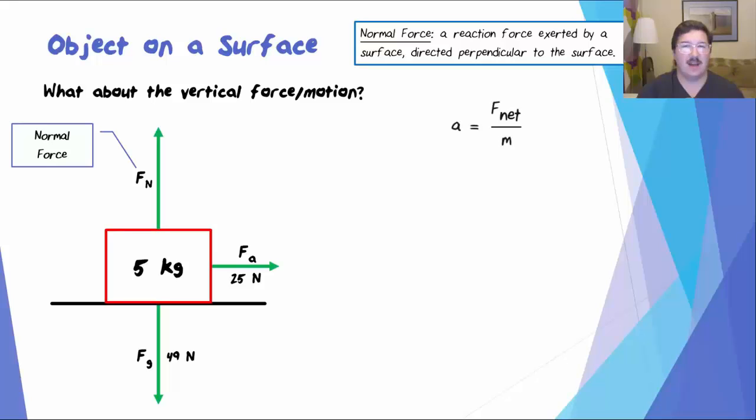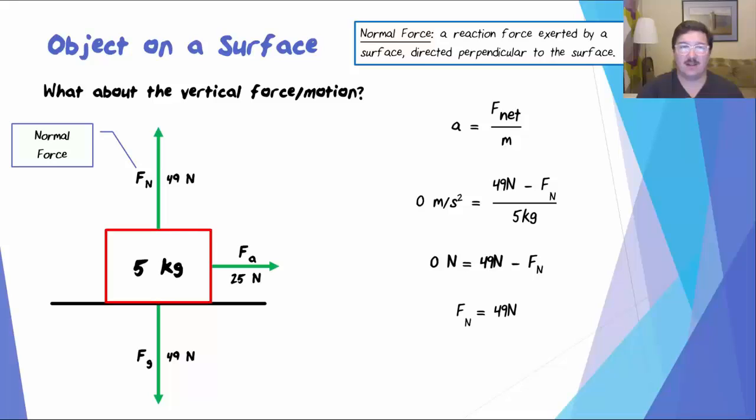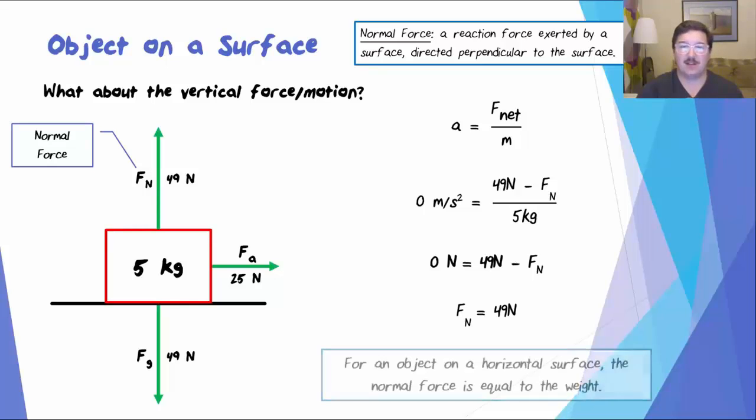Let's look at Newton's second law again with the normal force in mind. We know that this object is still not accelerating up or down, so we can still plug in 0 for the acceleration. If we cross multiply and then solve for Fn, we find that the normal force in this case is equal to 49 newtons, just like the weight. That's not a coincidence. Again, Newton's third law should tell us that the forces between the crate and the surface are equal in magnitude, in this case 49 newtons, but directed in opposite directions. For any object on a horizontal surface, the normal force is going to be equal to the weight.